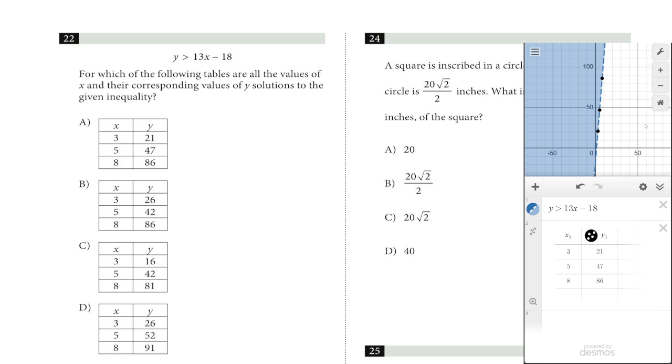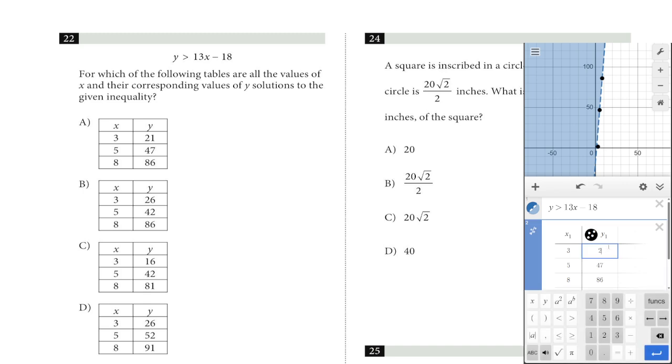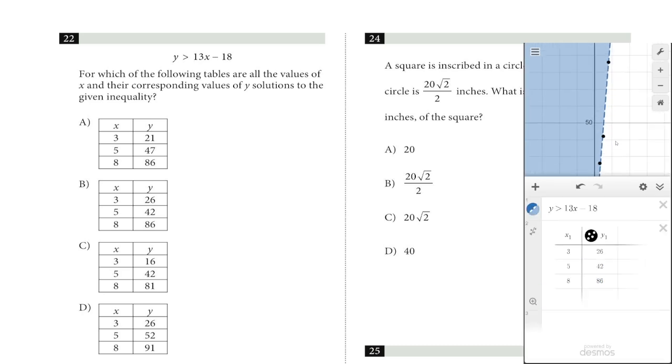So here, A doesn't work. So then I would just go to B, and I'm going to just change my points. So it's 326. This is going to be 42. This is going to stay 86. And if we look, it looks like one of the dots definitely is not in the shaded region. So that is not going to work for us.